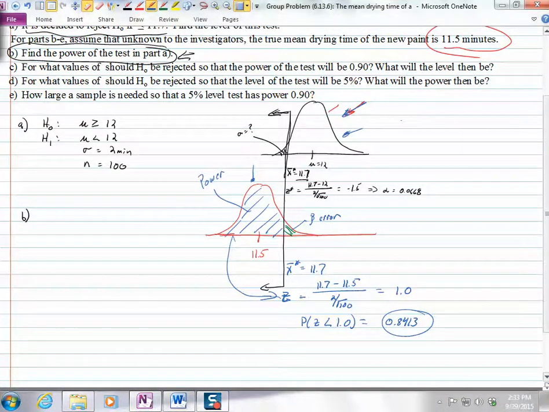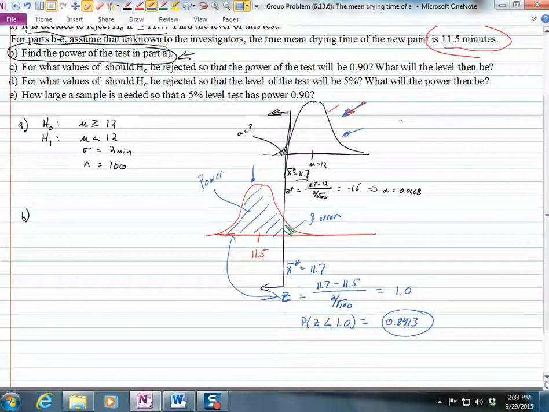Okay, so now for part C, what are we asking? It's saying for what values of x bar should H naught be rejected so that the power of the test will be 90%. So for part C, we're going to redo this calculation, but let's shift this line so that this power is 90%. Does that make sense? So we're going to shift this line over.